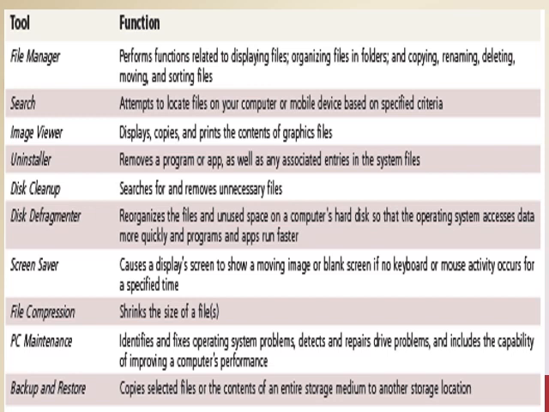Then PC maintenance is also there. You can identify and fix operating system problems. You see, if your internet is not working or your browser is not working, it will give you a message that there is a problem. It will try to repair your problems. It will include the capability of improving the computer's performance as well, and the backup and restore functionality. So you can copy selected files or the contents of an entire storage medium to another storage location. So these are some of the other functionalities of the operating system.